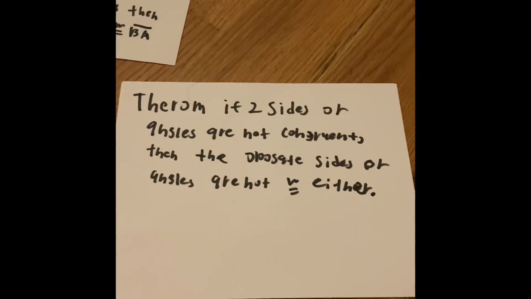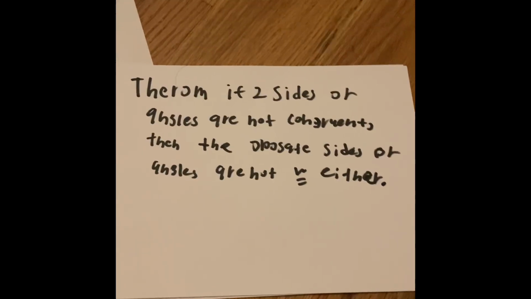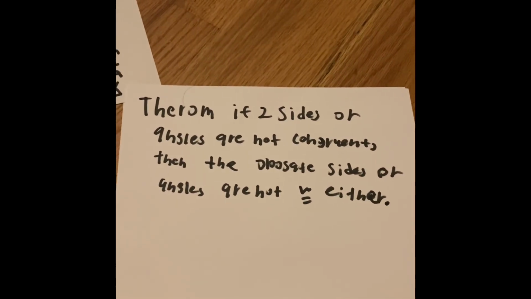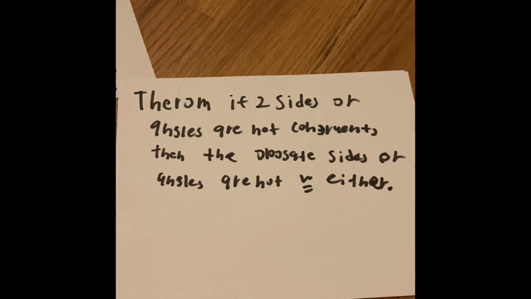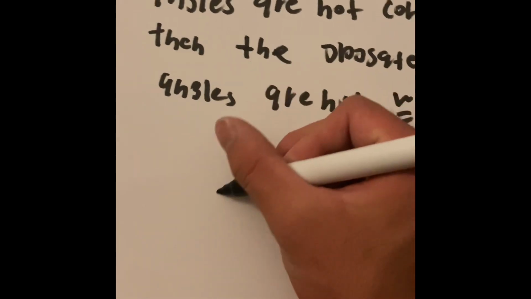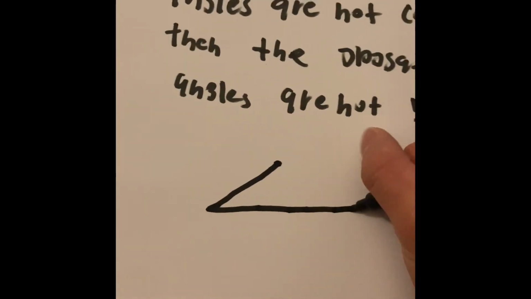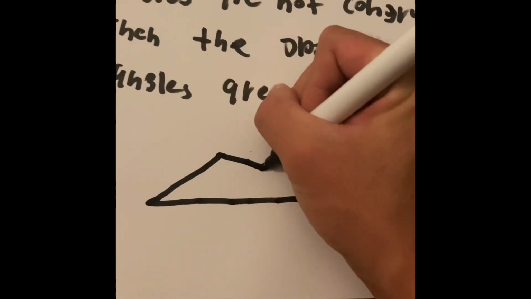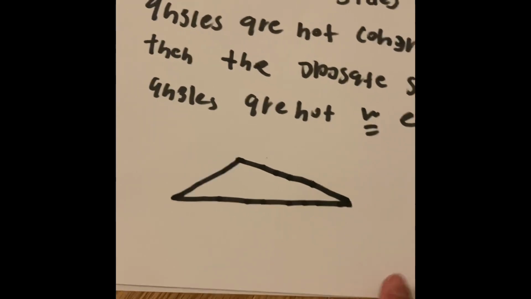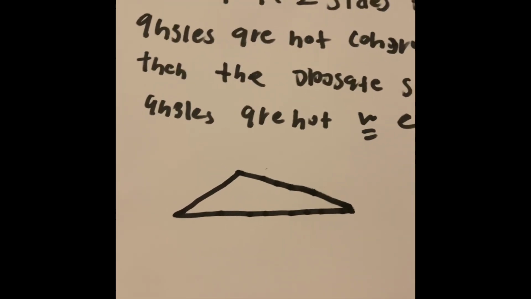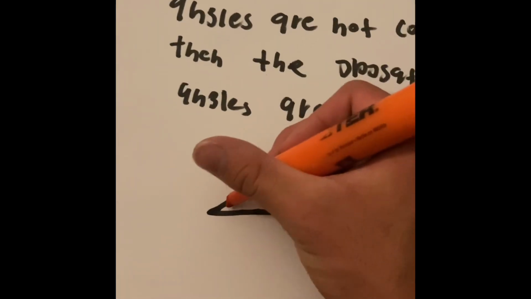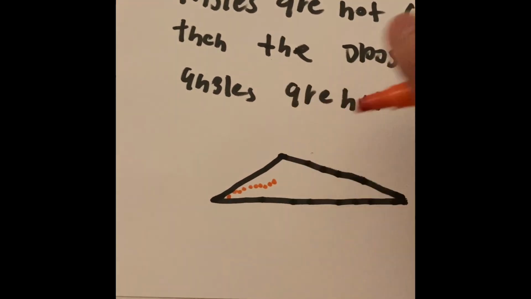Theorem number 3. If two sides or angles are not congruent, then the opposite sides or angles are also not congruent either. So in this case, I'm going to draw what looks like a triangle that has equal sides, but actually it doesn't. So right here, there are no congruent sides. There are no congruent angles. If I try to match up the opposite sides with the opposite angles, this tiny one right here is going to approach this one.